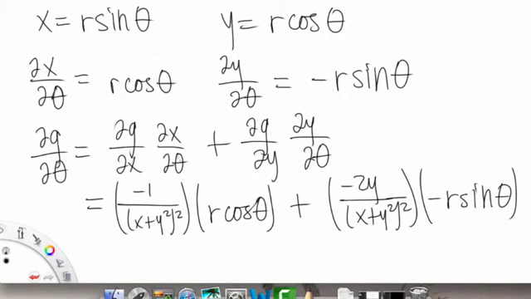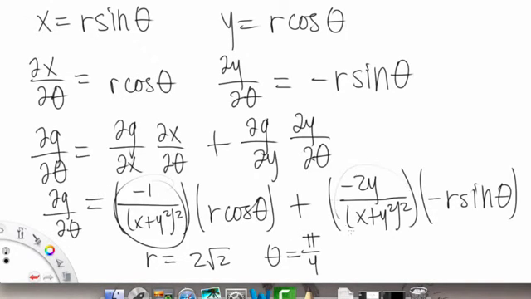Okay, so this is basically it, and now all we have to do is evaluate it at our point. Here we see our point was r is equal to 2 radical 2, and theta was equal to pi over 4, but in our final equation that we obtained, we actually have x's and y's still in there, right? So what are we going to do with that?